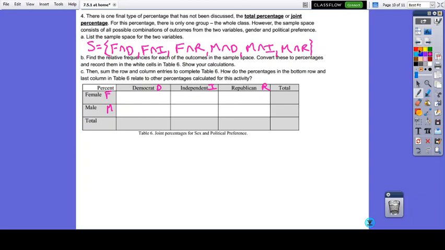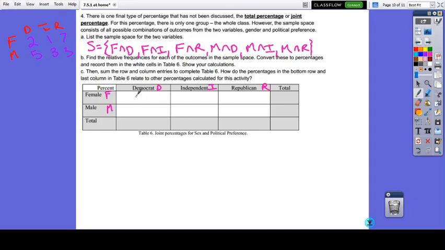Find the relative frequencies for each of the outcomes in the sample space, convert these to percentages, and record them in the white cells in table 6. So, relative frequencies. Again, I'm going to go back and list this: female, male, Democrat, independent, Republican, and we have 2, 1, and 7, and then 5, 3, and 3. It helps to be able to refer back to this, so I'm going to go ahead and do that.